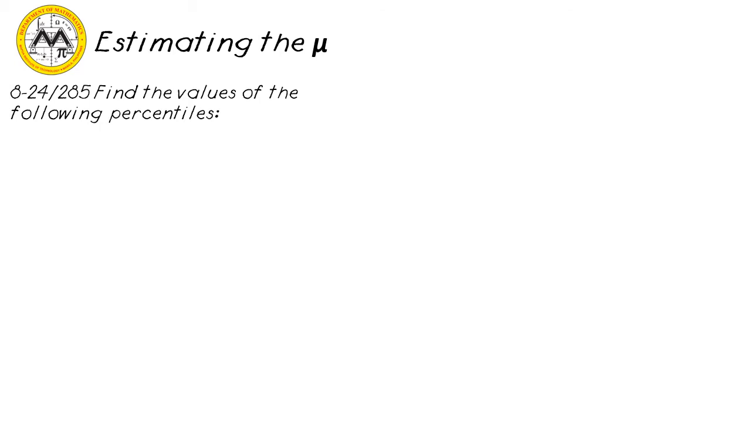Examples. Find the values of the following percentiles, t of 0.025, 15. For the first one, we're looking for the value under the t distribution. If it is positive, we're looking at the right side; if it is negative, the left side. So I think this would be 2.131. You look at 15 in the left column, and then 0.025 at the header of the columns.